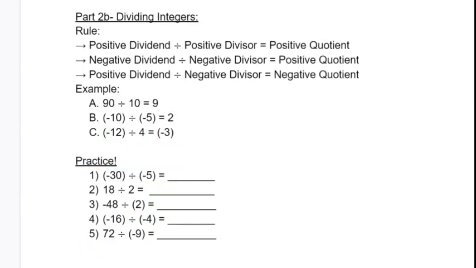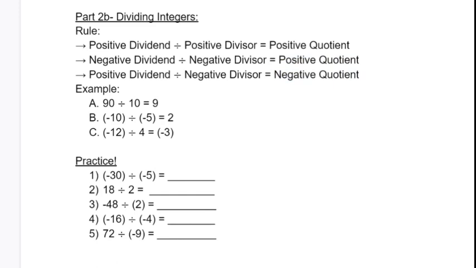Part 2b is dividing integers. The rules are similar to that of multiplying integers. When you have a positive dividend divided by a positive divisor, it's going to give a positive quotient. A negative dividend divided by a negative divisor is going to give a positive quotient as well. But when you have a positive divided by a negative, it's going to give a negative quotient. So some examples are here.